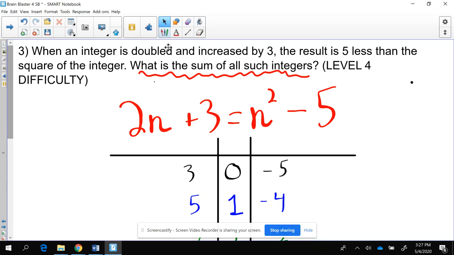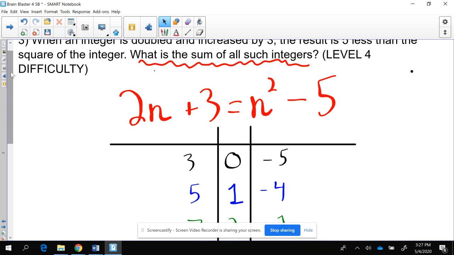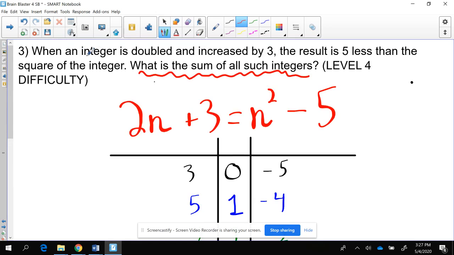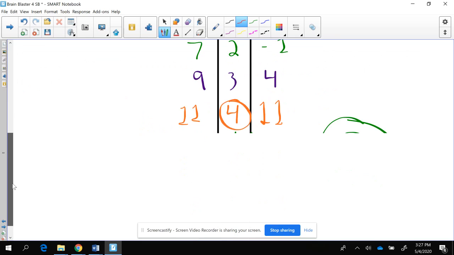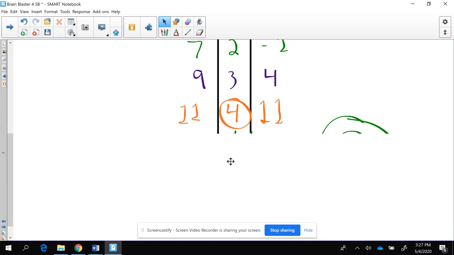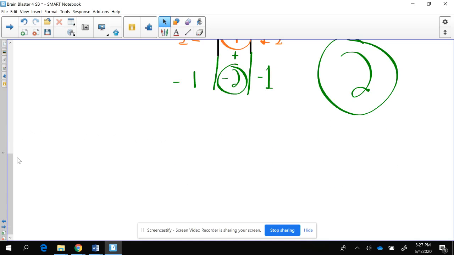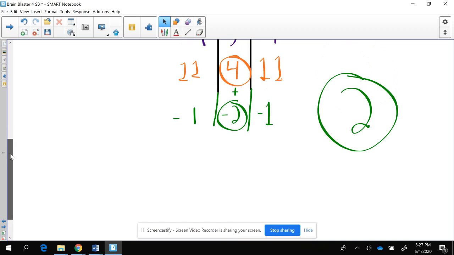Which means, is there another one? Is there another one that you can find? And guys, if I see the word integer, you have to know that it could be a negative number. And so when you do this and you keep working, you're going to find another number, and it's going to be the number negative 2. Negative 2 does work for both sides.